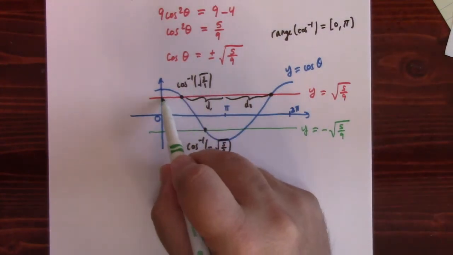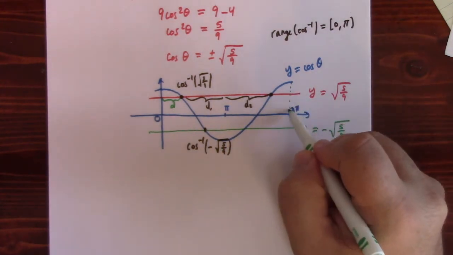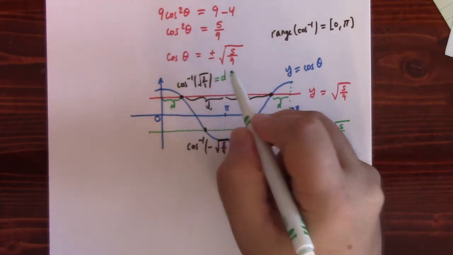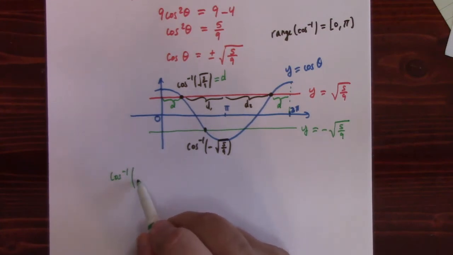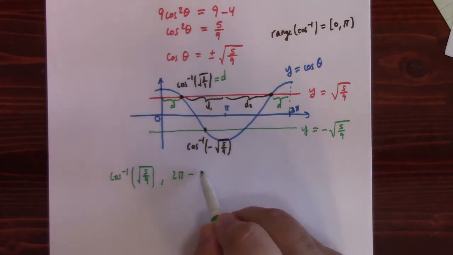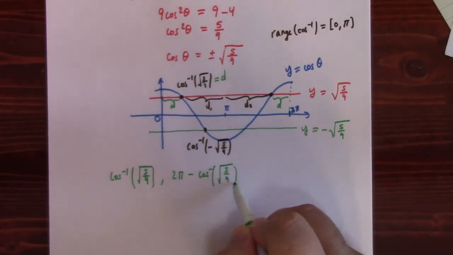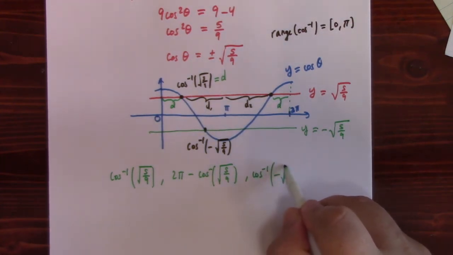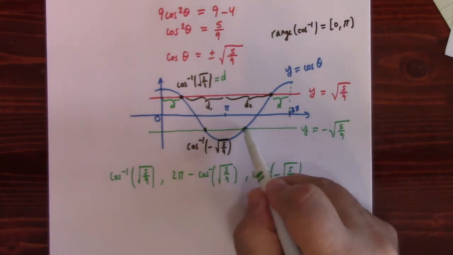My point really should have been this. This distance right here is the same as this distance right here, but I know that distance. That's this, right? So I can say cosine inverse square root of 5 over 9 is an answer, but also 2 pi minus the inverse cosine of the square root of 5 over 9, right? And we also have inverse cosine of minus the square root of 5/9, right? And how to get this one over here?